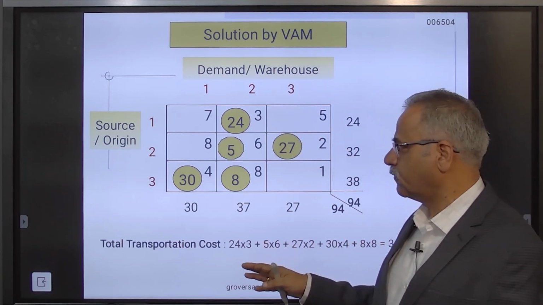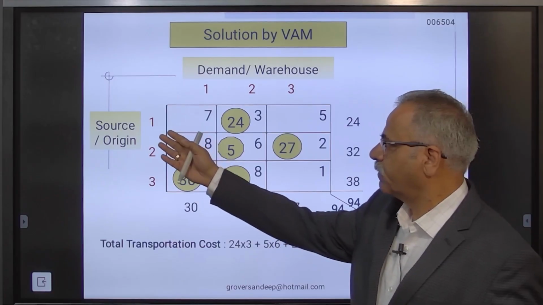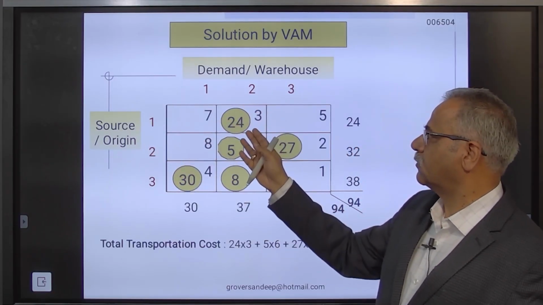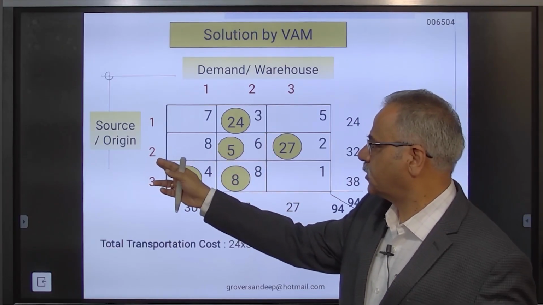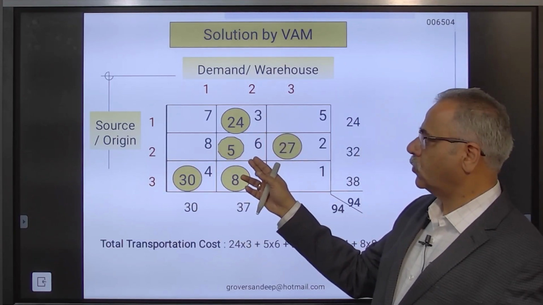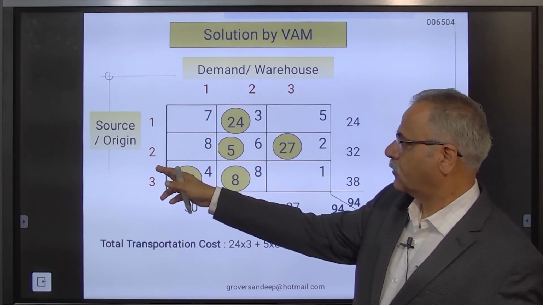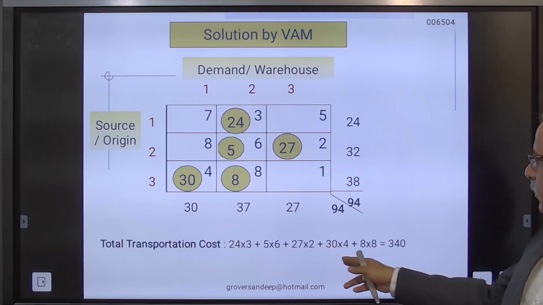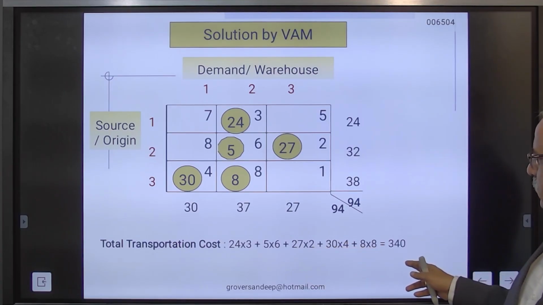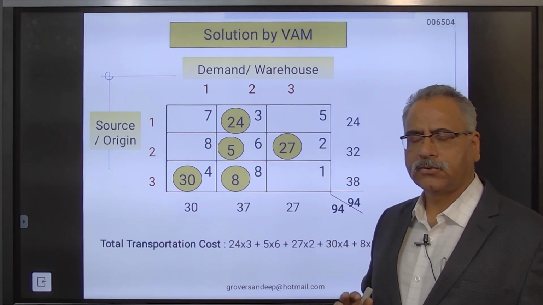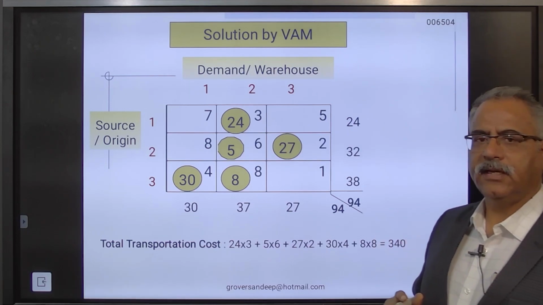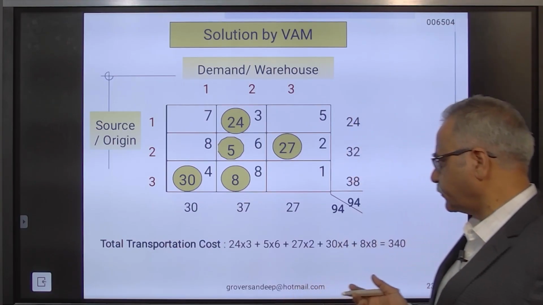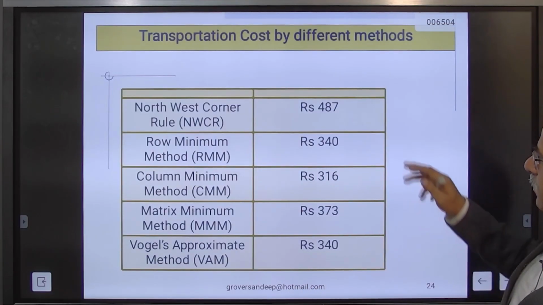So, the total cost of transportation will be calculated based on this. You can transfer 24 units from source number 1 to warehouse number 2, 5 units from origin number 2 to warehouse number 2, 27 units from this origin to number 3 and accordingly this one. So, if you see, you find the total cost of transportation by the same methodology is 340. Okay. So, now we have found the initial basic feasible solution by all the 5 methods, and these 5 methods are giving me this cost.